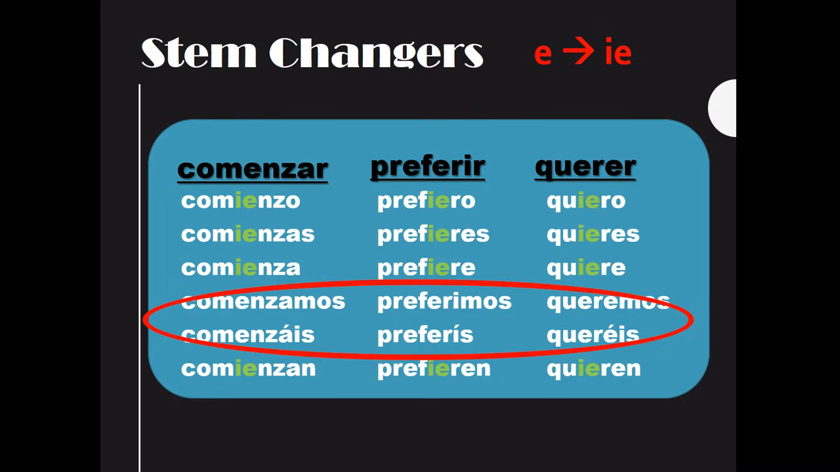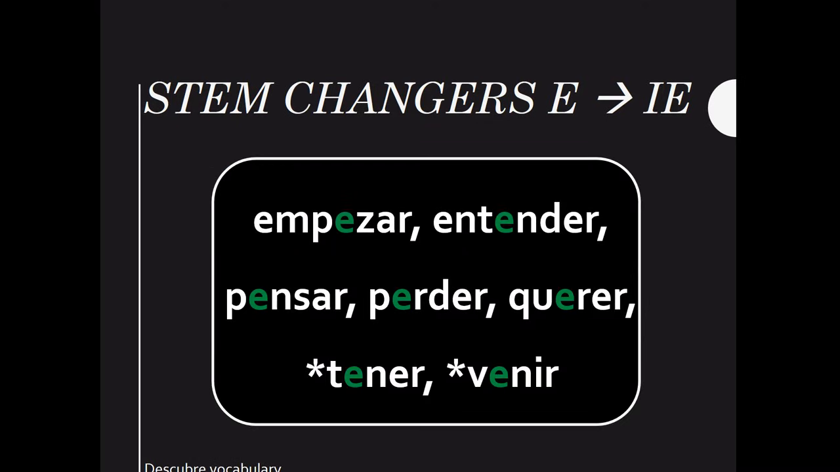Notice again, no stem changers in the nosotros or the vosotros form. Keep in mind, nosotros, no. These are the words we are going to focus on. There are more, but these are what my students focus on. We have empezar, entender, pensar, perder, querer, tener, and venir. Now, tener and venir have asterisks because they are also go verbs, so the yo form conjugates a little differently than what you're used to.